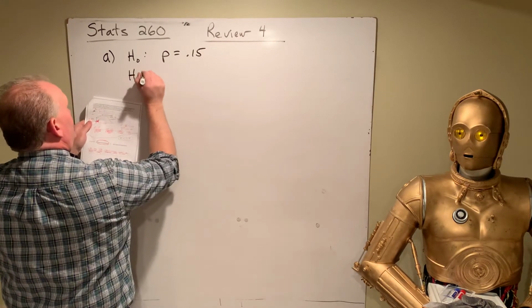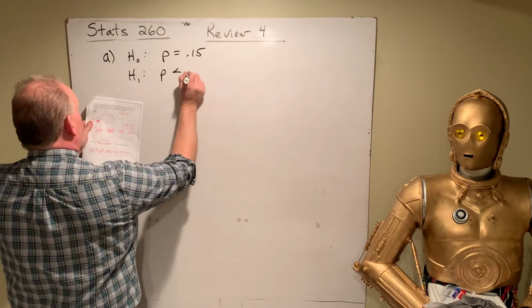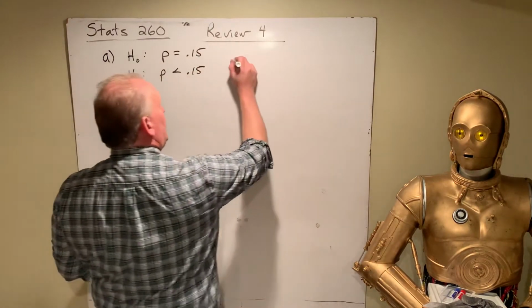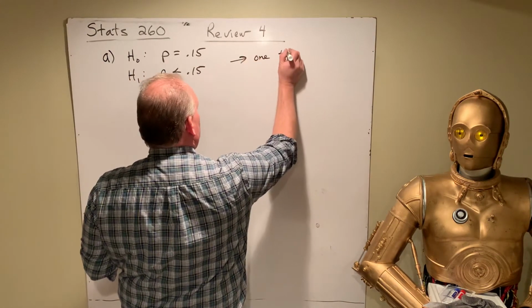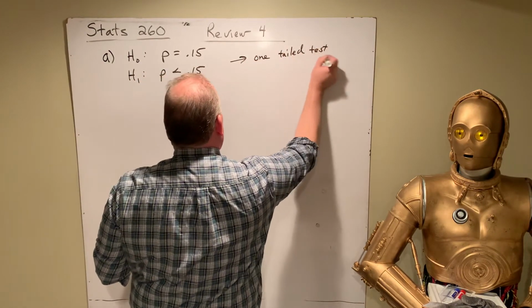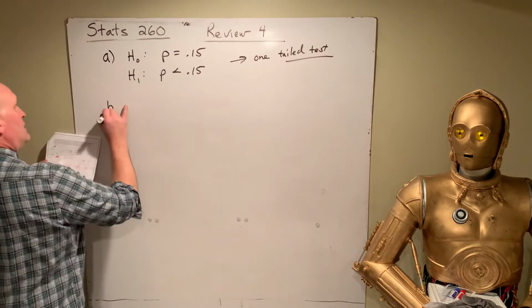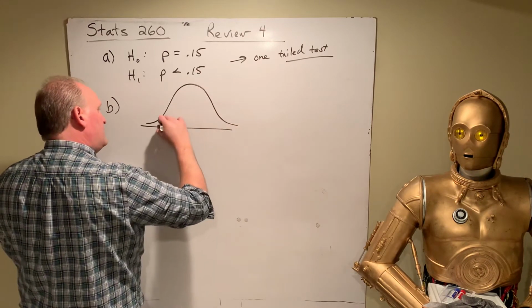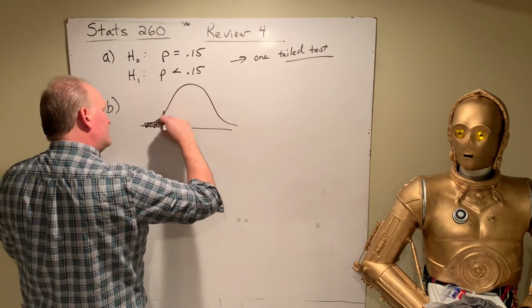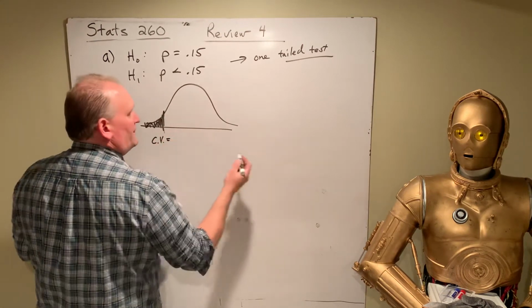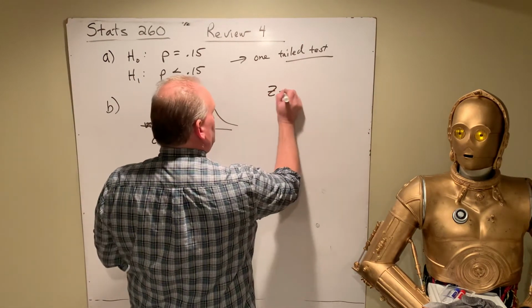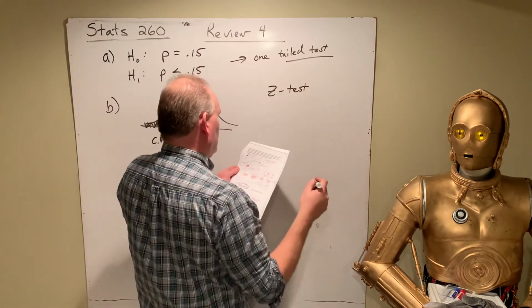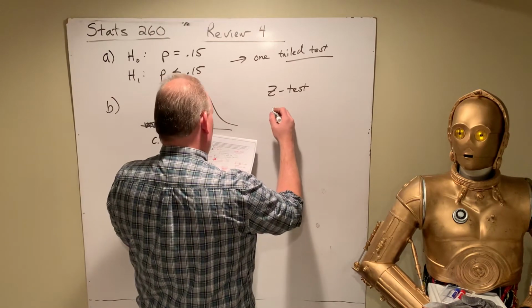The alternative is that he actually reduced it. His new program reduced it. It's less than 0.15. So this again is a one-tailed test. All right. So we're going to draw a pretty picture, but this time the tail is going to be on the low end. Our critical value, we're going to just look up our z-score for 5%. We get to use the z-test because probabilities. We get to use z with probabilities.